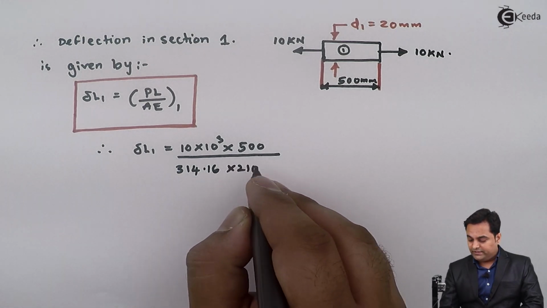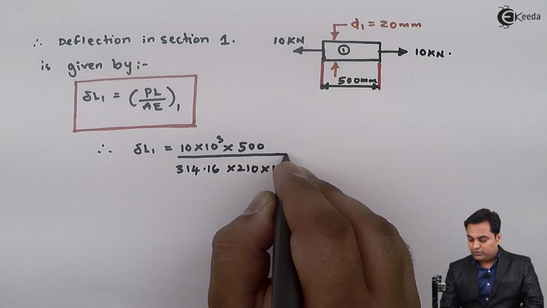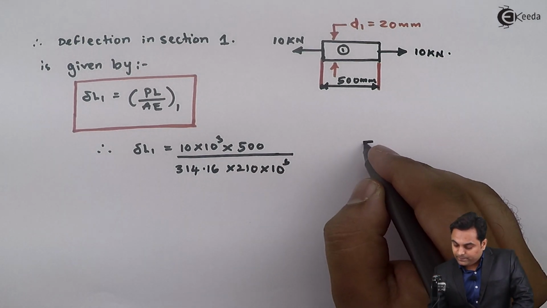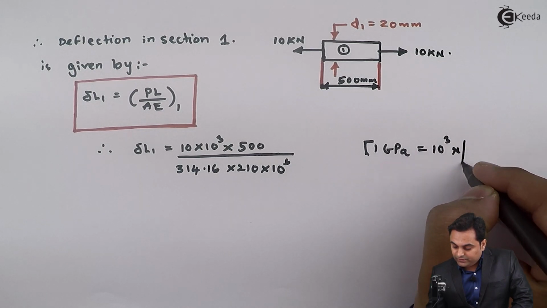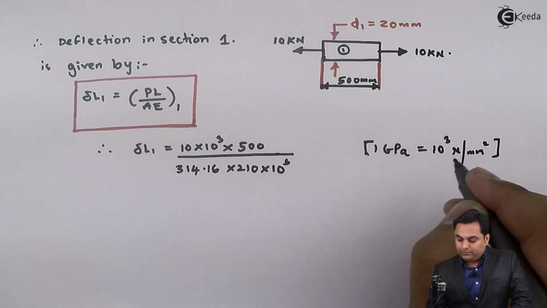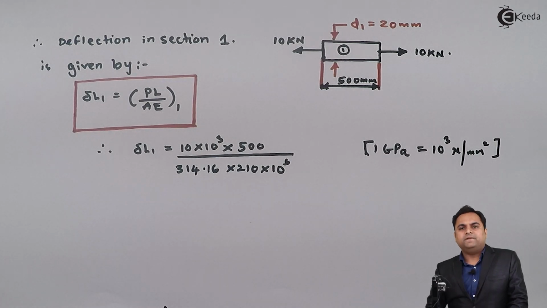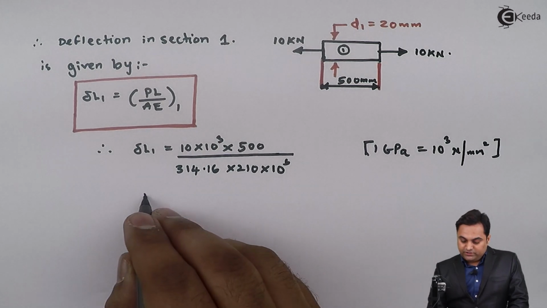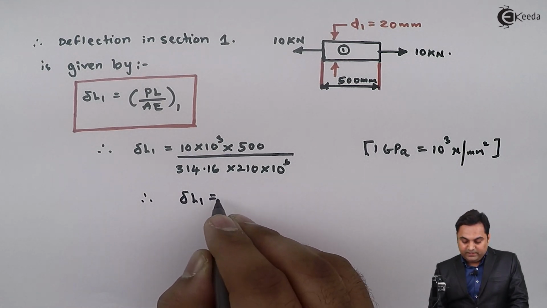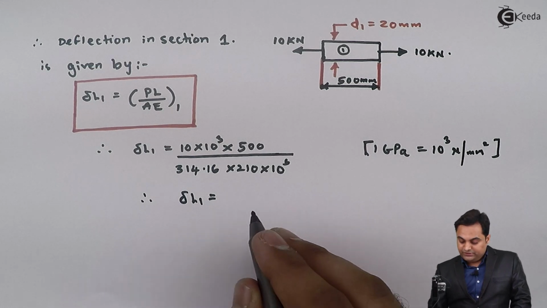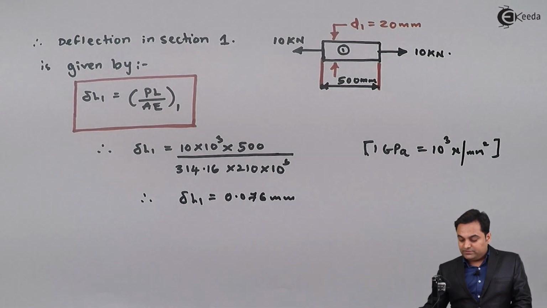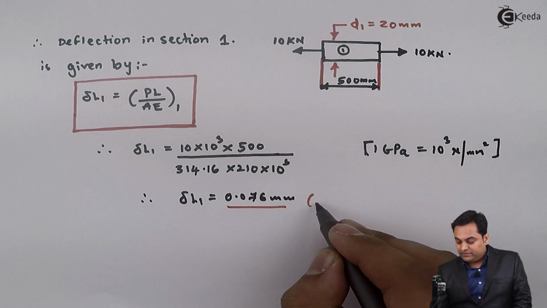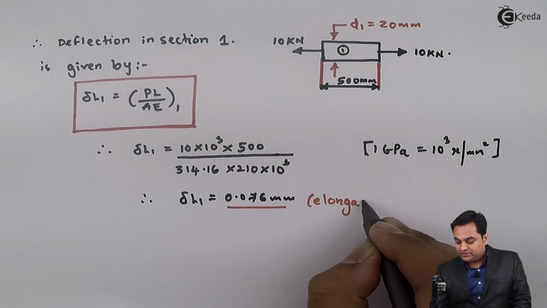So it is 210 into 10 raised to 3, because 1 gigapascal is equal to 10 raised to 3 Newton per mm square. So in this problem they have given 210 gigapascal. So it is 210 into 10 raised to 3 Newton per mm square. Now from this I will get deflection in the first section. My answer is 0.076 mm. And since this answer is positive, it means there is elongation in the first section.